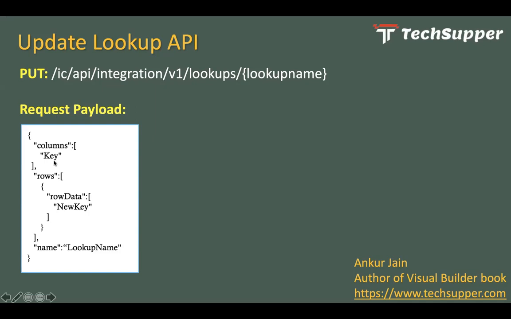Like if you have first name, last name, you can pass multiple column names like first name comma last name. Similarly, the rows is the array wherein you need to pass the row data, and then again you can pass multiple data here. Let's suppose you have first name, last name, then here in the row data you can pass the first name value comma last name value. So let me just take you to the OIC screen wherein I will show you this thing.